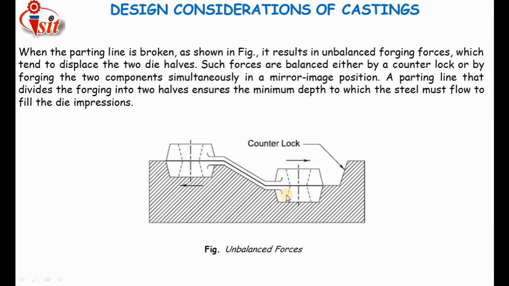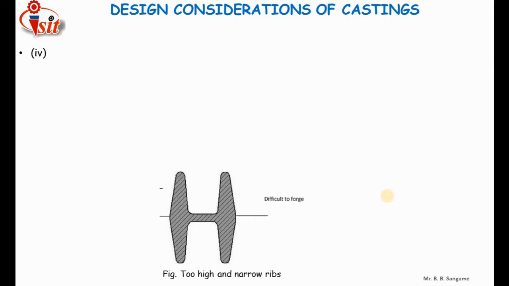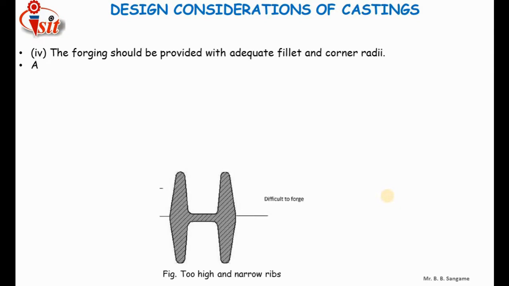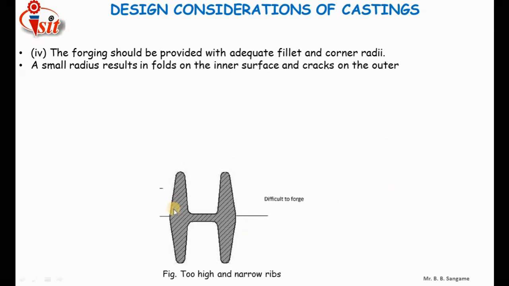Here you can see that these are two mirror images of each other. A parting line that divides the forging into two halves ensures the minimum depth to which the steel must flow to fill the die impression, so care should be taken. The forging should be provided with adequate fillet and corner radii. Here in this figure you can see that adequate fillet and radius is provided.